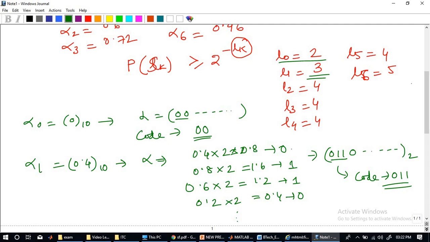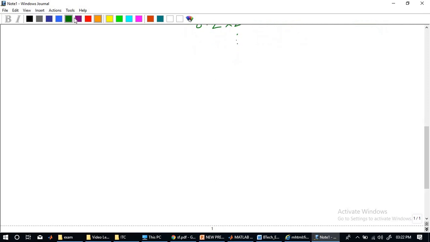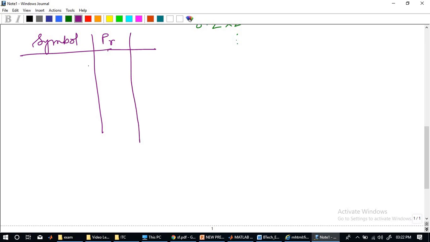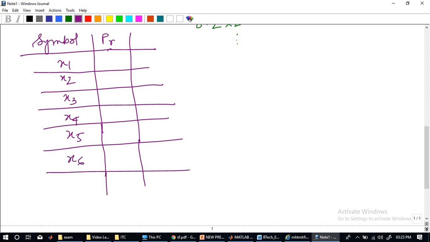Okay, let me form a table, then it will be easier. So I'll form a table here. You have symbols, you have the probabilities. Symbols are maybe x1, x2, x3, x4. If you are done with binary, go to Shannon Fano. Okay, don't wait. x5, I'm doing it for people who are absent on that day also. So I'm a little bit detailed in this case, x6 and x7.